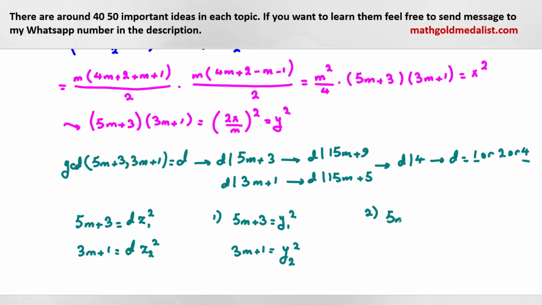Case 2 is 5m plus 3 is what? 3m plus 1 is what? 2 times z, for example, because we had, let's write, for example, 2w1 squared, 2w2 squared, right? Yeah. Okay, we should consider these two cases. If d is 4 or 1, it will be case 1, right? If d is 2, it will be case 2. Now we should check these two cases, okay?